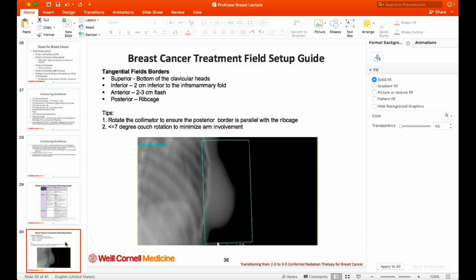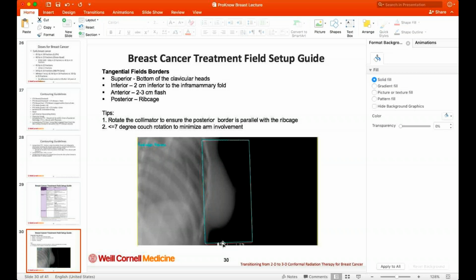But in any case, I summarized the main points, which are that when you're treating the breast, the superior border should be, usually it's at the bottom of the clavicular heads, but again, you keep in mind that in larger patients, for instance, it may extend superiorly to that. So you just want to make sure that your borders are covering the PTV of the breast. Inferiorly, you want to make sure that you have at least 2 centimeters below the inframammary fold, because as the breast is being treated, it can swell.